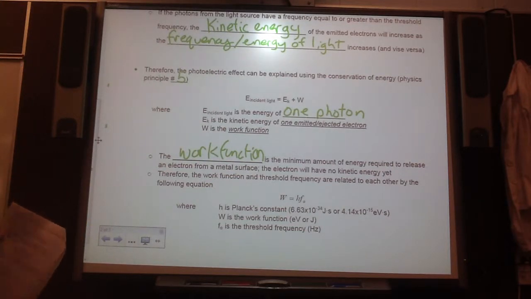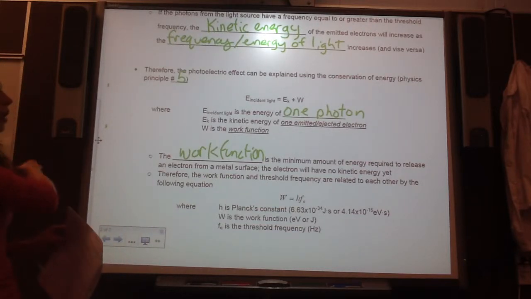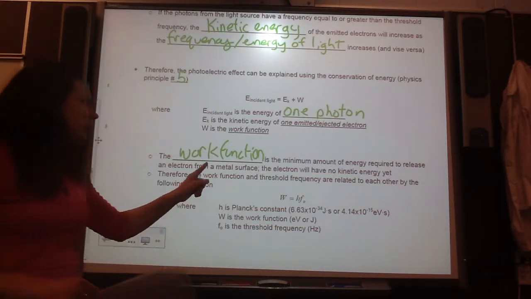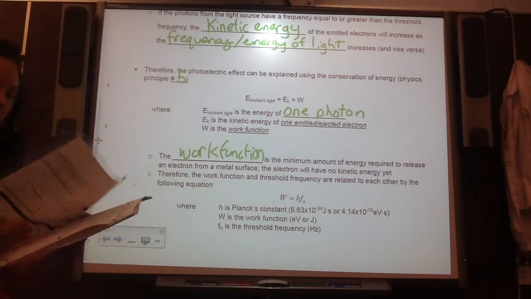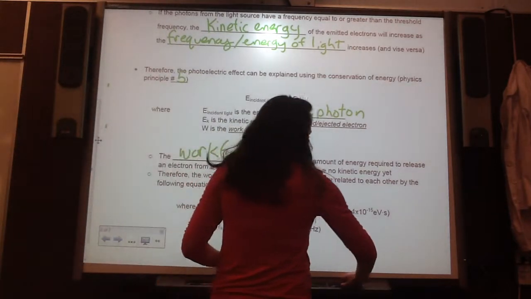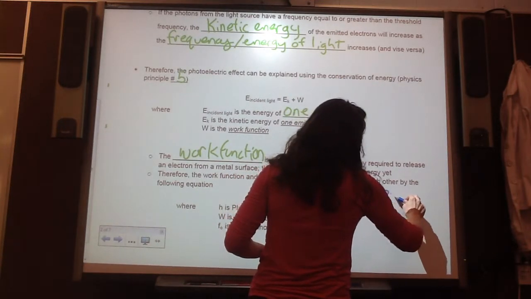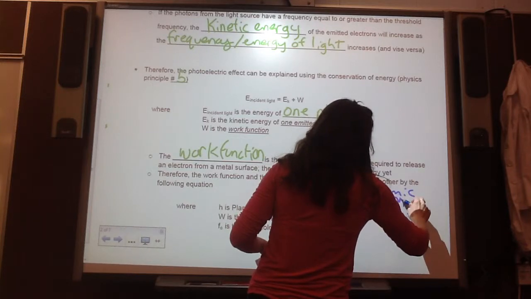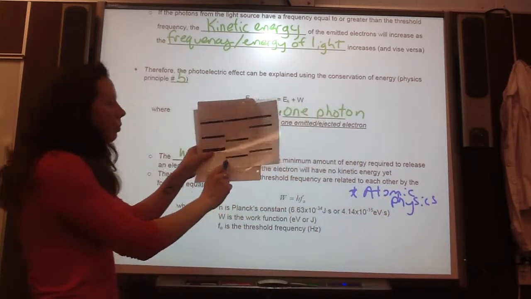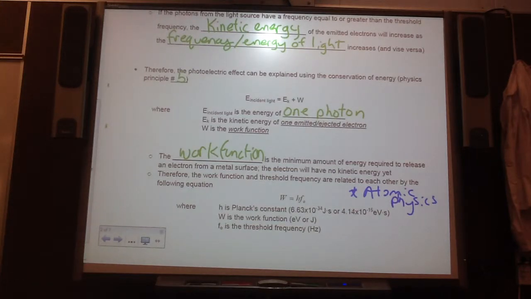Okay. Therefore, the work function and the threshold frequency are related to each other using this equation: W is equal to h times f0. Now, this one is found under atomic physics. Okay, so you can see W is equal to h times f0, where h is our Planck's constant. Depending on your units, you'll use either joules times seconds, or eV times seconds. And your work can either be written in eV or joules, and your f0 is always in hertz. Okay?